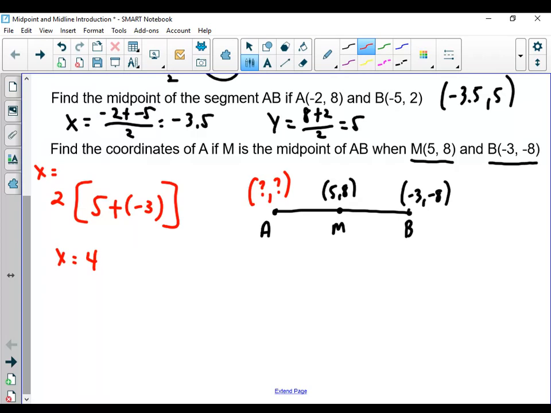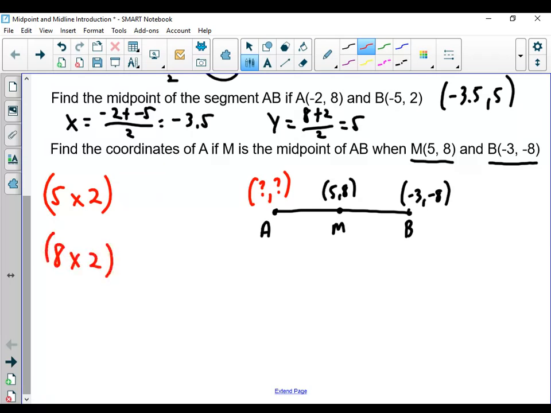Not quite, right? So I think we need to approach it a little differently. Other ideas of what we might do with them? You could take 5 times 2, and then do 8 times 2. Are you trying to find X or are you trying to find Y here? So I think you put them both together. Now, I like this idea of multiplying by 2, but we got to figure out what it is we're going to multiply by 2. Other ideas?